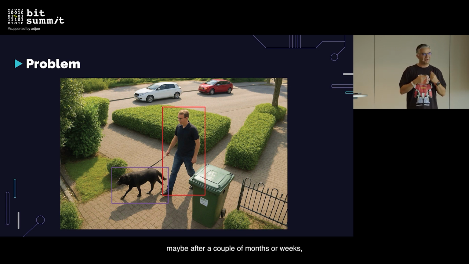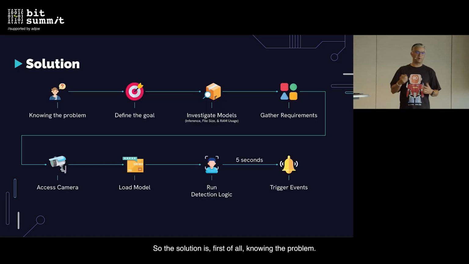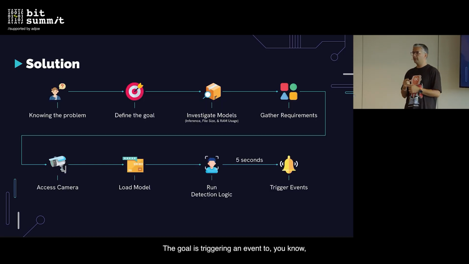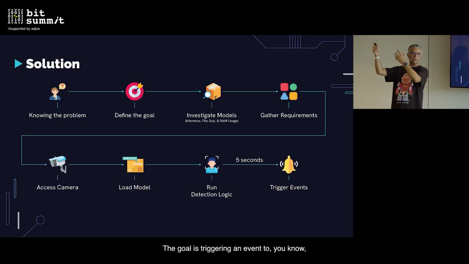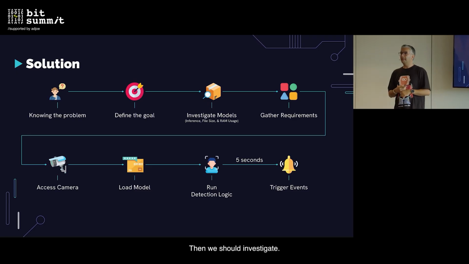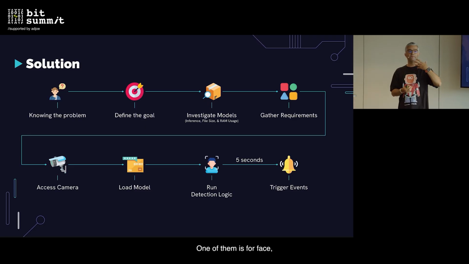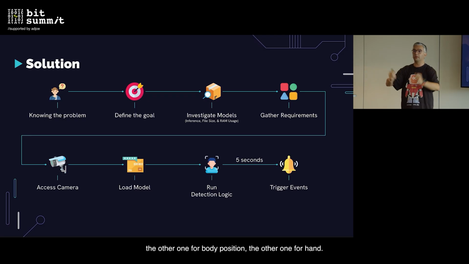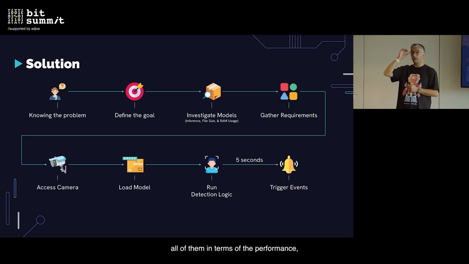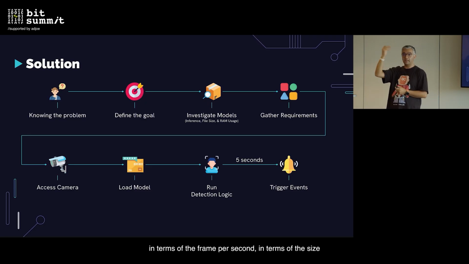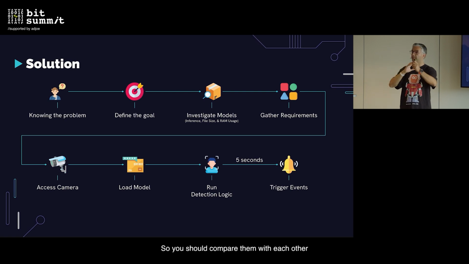Maybe after a couple of months or weeks, he made the habit. So the solution is, first of all, knowing the problem. We know the problem. Then define the goal. The goal is triggering an event to notify the guy. Then we should investigate the models that are out there. There are a lot of models out there, as I showed you. One of them is for face, the other one for body position, the other one for hand. Some of them are for detecting objects. So you should compare all of them in terms of performance, frames per second, size, and RAM usage. You should compare them with each other to make sure which one suits your problem.